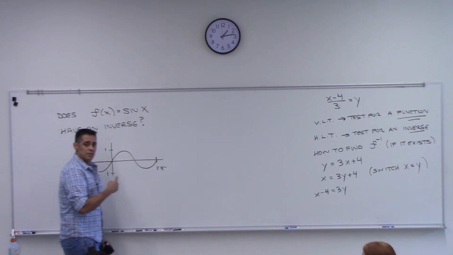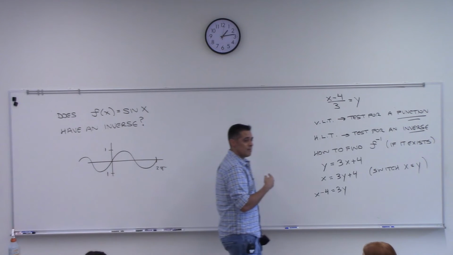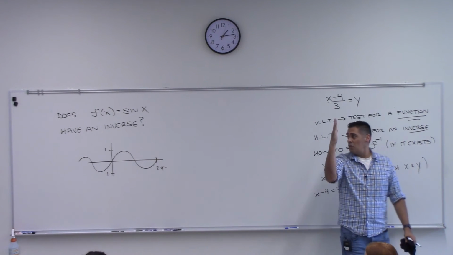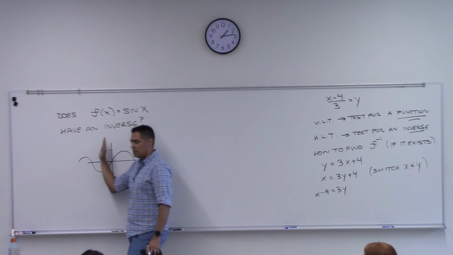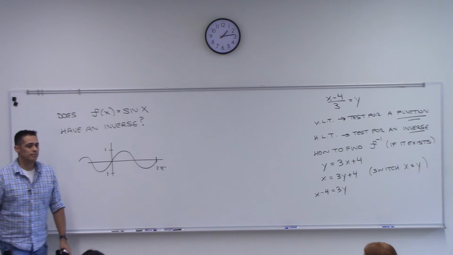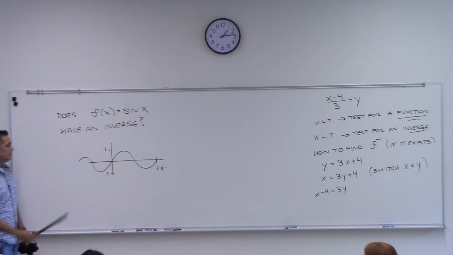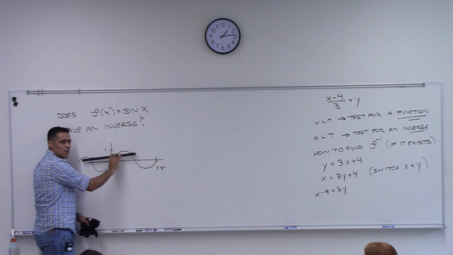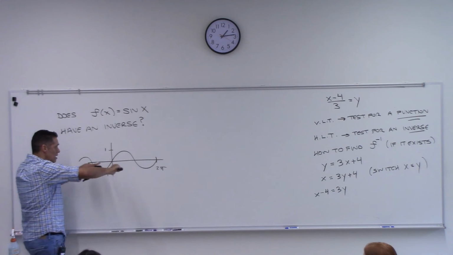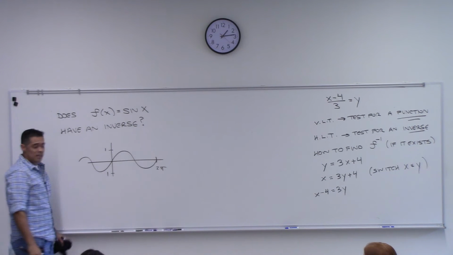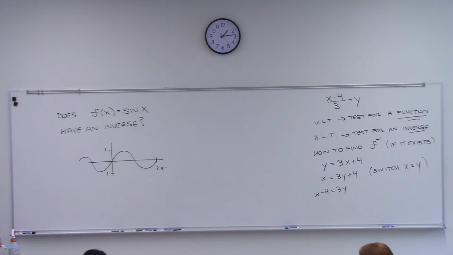Does it have an inverse? Does it pass the vertical line test? So it is a function, yes. Does it pass the horizontal line test? No, it does not, right? If I draw a horizontal line, I'm going to hit it infinitely many times, aren't I? Imagine a horizontal line going through there. So this does not have an inverse, all right? Not the way I have it drawn right now.